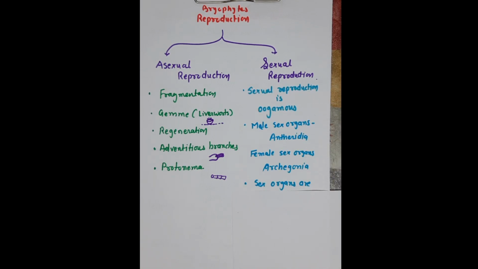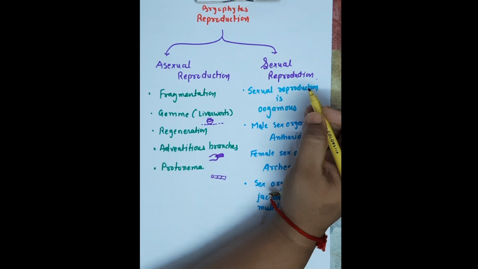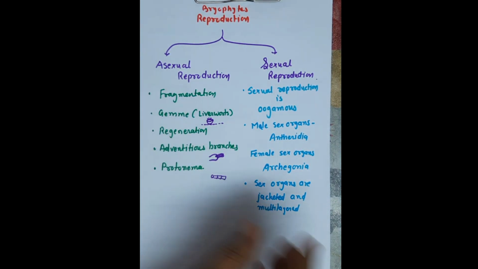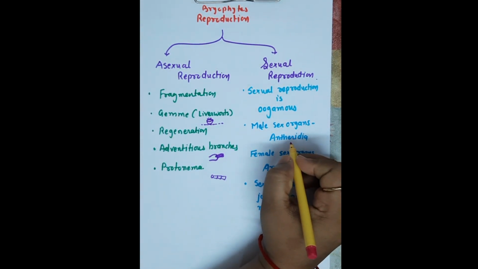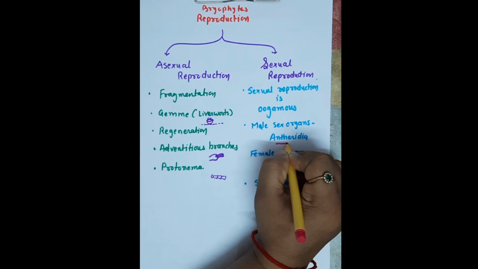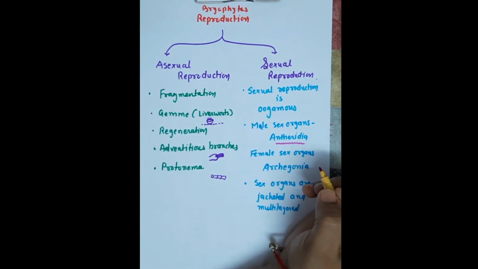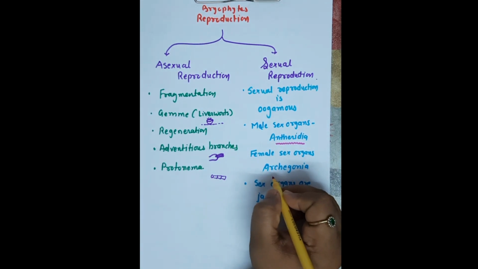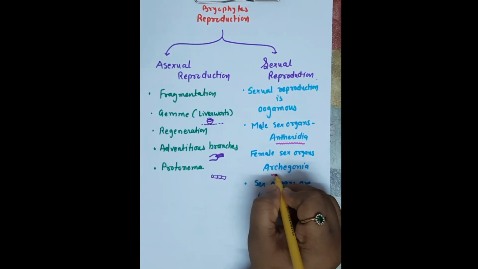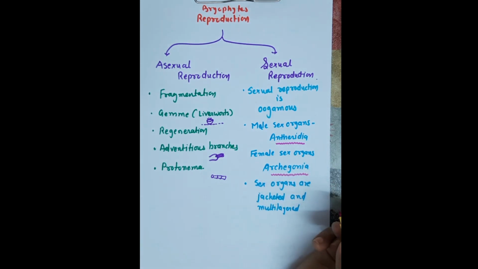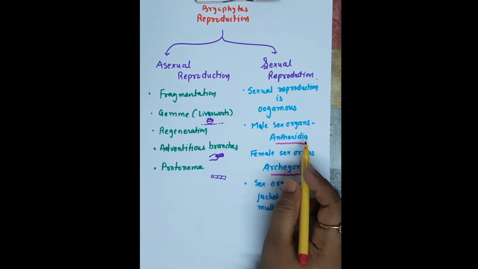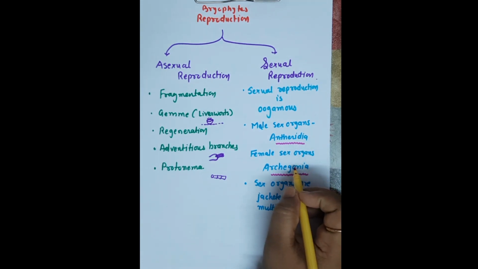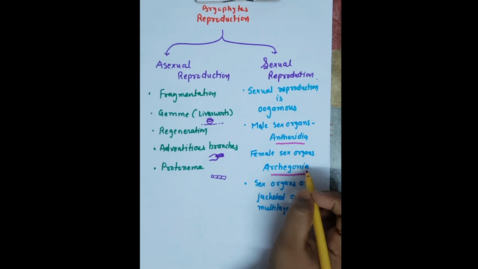Now let's see sexual reproduction. Sexual reproduction is of oogamous type, that means male gametes and female gametes are formed. Most important, the male sex organs are known as antheridia, and remember that the female sex organs are known as archegonia. So the male sex organs are antheridia and the female sex organs are archegonia.